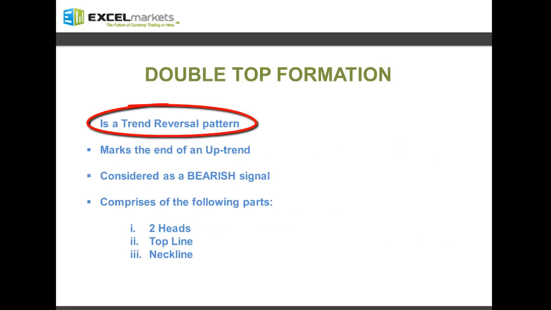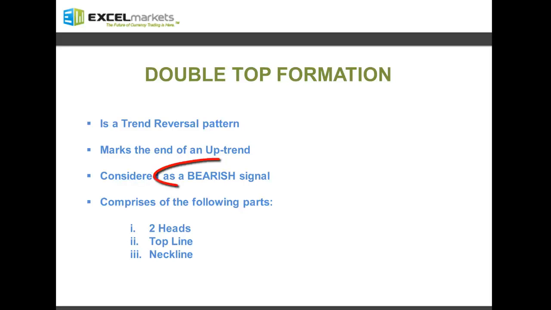Double top is a trend reversal pattern which marks the potential end of an ongoing uptrend. Identification of this pattern in a price move is considered a bearish signal, indicating a trend reversal from buying towards selling. The components of a double top pattern are as follows. It requires the formation of two heads, the top line joining these heads, and a neckline. We will now discuss this pattern in more detail.